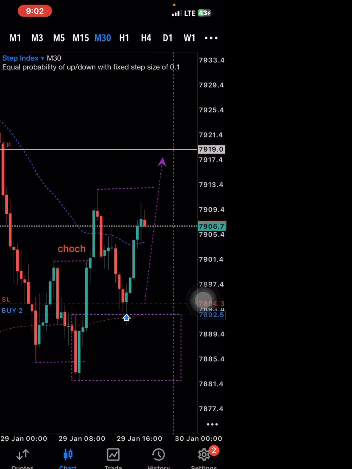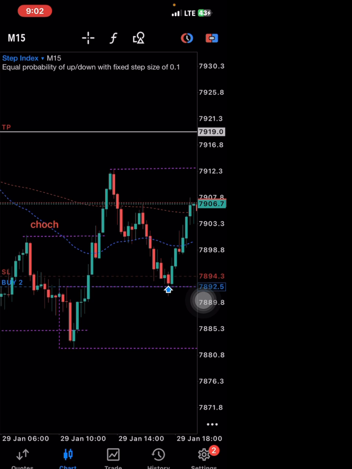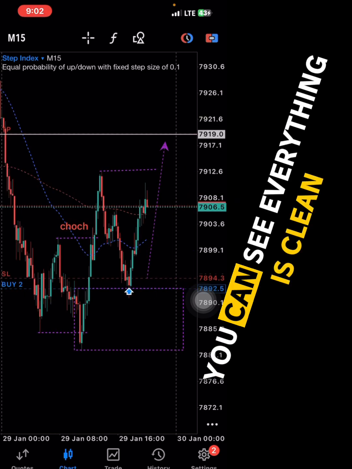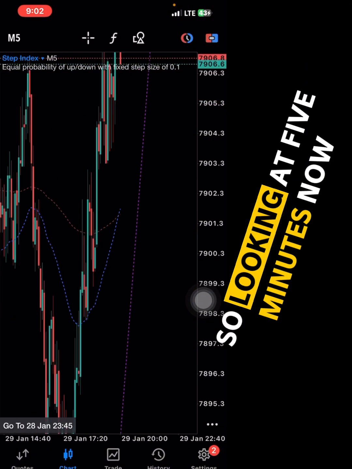Of course, I also did that lower time frame analysis before taking this trade. You can see everything's very clean from the lower time frame. So we're looking at 5 minutes now.